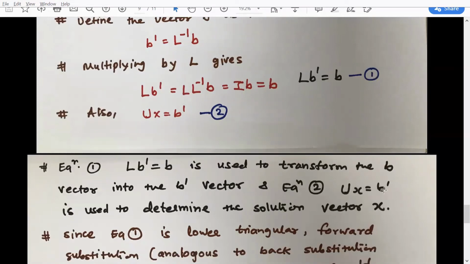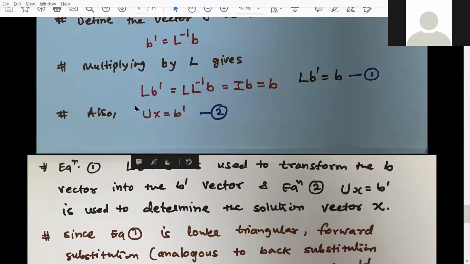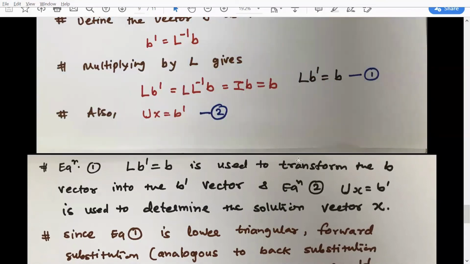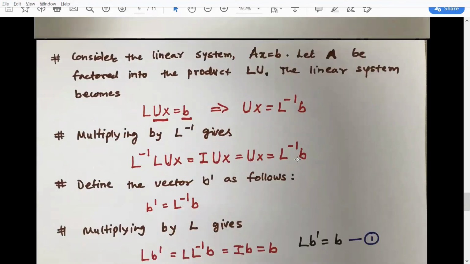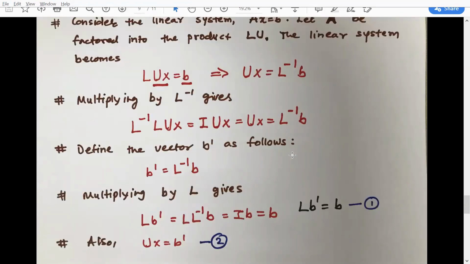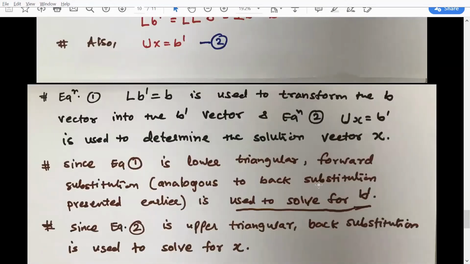Equation 2, UX is equal to B dash, is used to determine the solution vector. Once we get B dash, we will substitute it and find X from that. Very easy, very simple. Once you see the example, it is much easier. There is nothing great about B or anything like L1. You should know the LU matrix, that is all, nothing else. If I know the LU matrix, I can easily use these two formulas to get the solution.